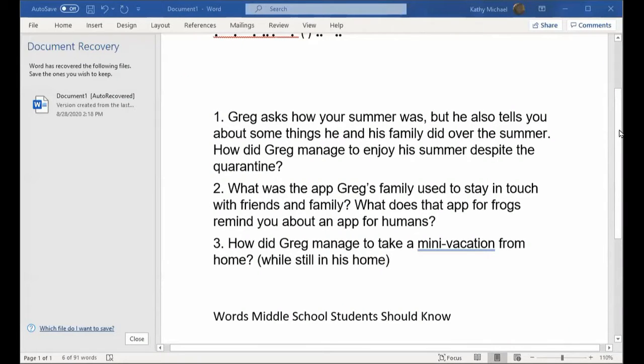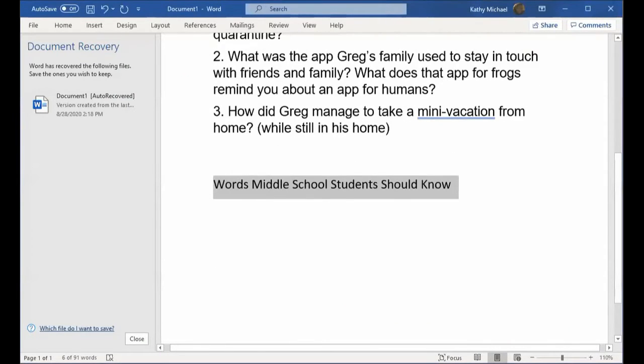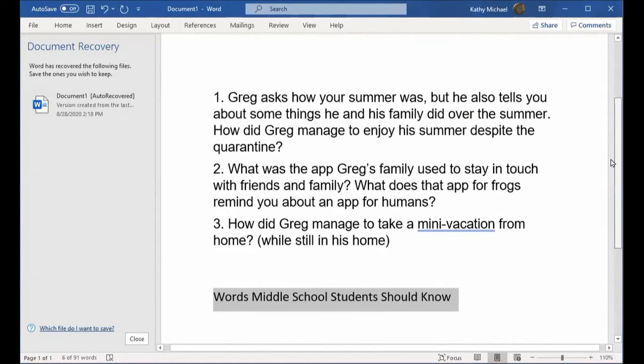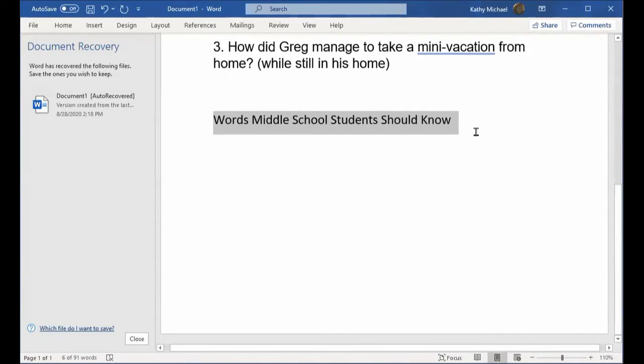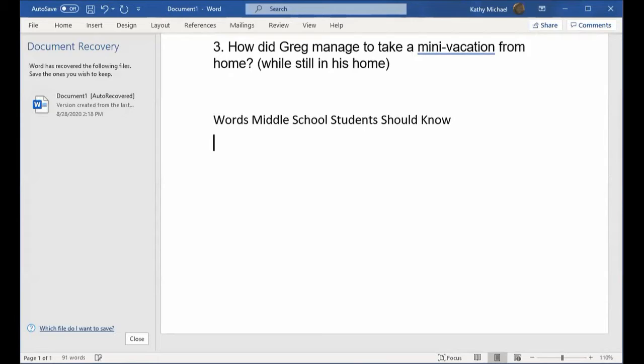Okay, one more time. And there's the share screen again. Okay, then we have the words middle schoolers should know. Number three, and the questions above there was, how did Greg manage to take a mini vacation while he was still in his home? And let's see, now we're going to go through the words that I think I sent to you, that every middle schooler should know.